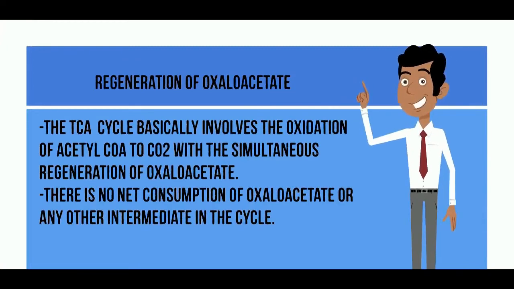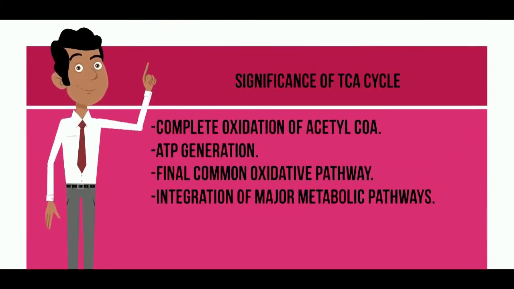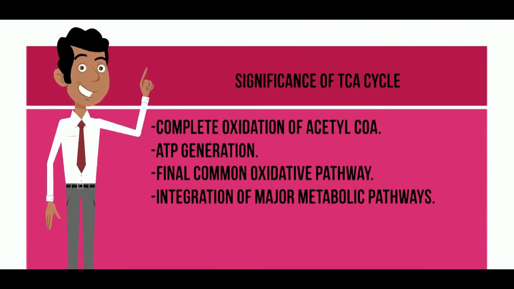Regeneration of oxaloacetate. The TCA cycle basically involves the oxidation of acetyl-CoA to CO2 with the simultaneous regeneration of oxaloacetate. There is no net consumption of oxaloacetate or any other intermediate in the cycle. Significance of the TCA cycle: complete oxidation of acetyl-CoA, ATP generation, final common oxidative pathway, integration of major metabolic pathways.